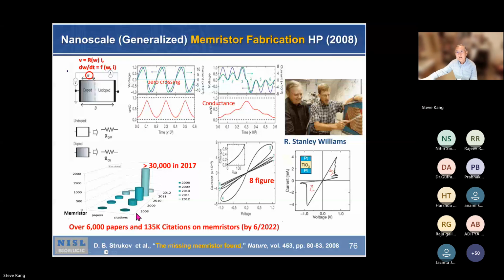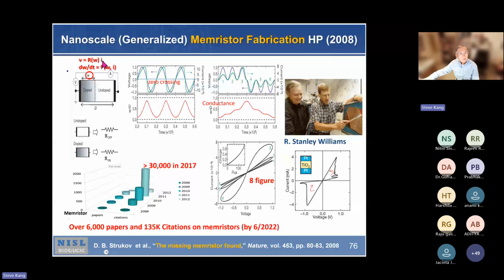In 2008, HP announced that they made the memristor as a solid-state device. They fabricated the memristor as a nanoscale device. But it was a generalized memristor, not an ideal memristor. I will explain why. It turns out that the state variable here, V is equal to R(W) I, where R is a function of the state variable W and I.